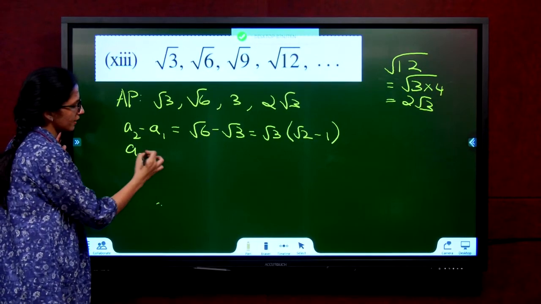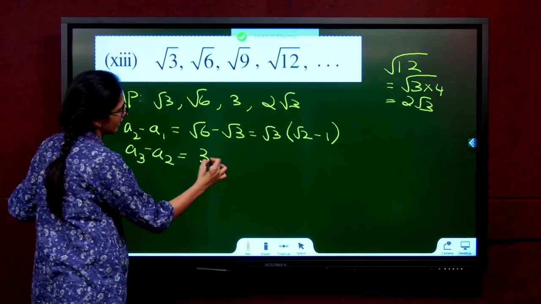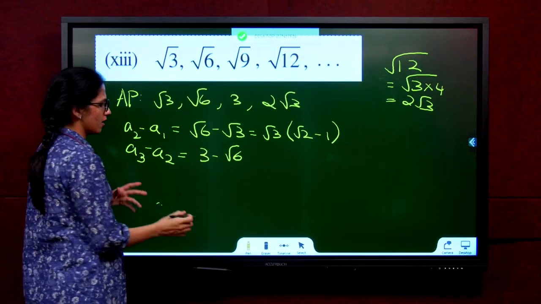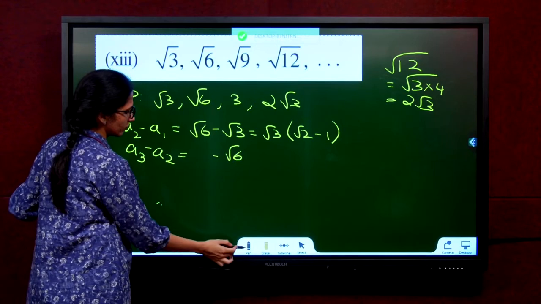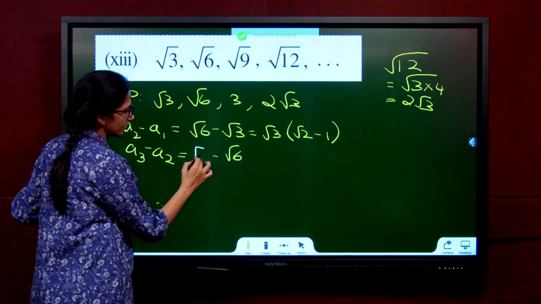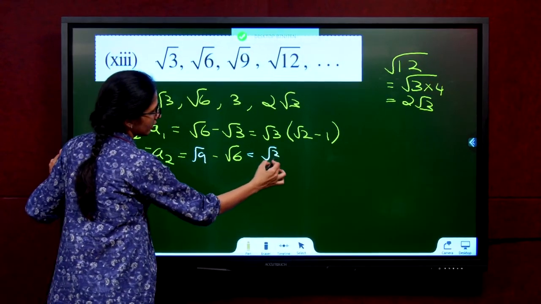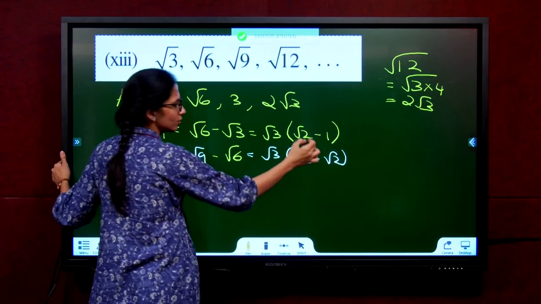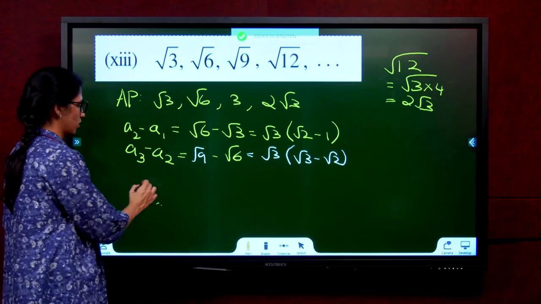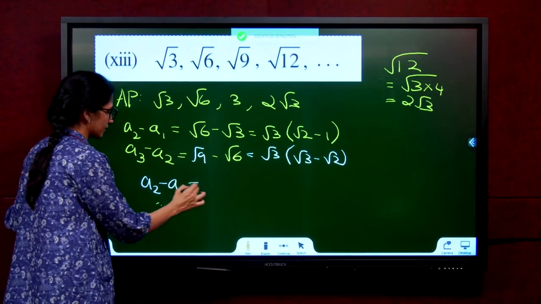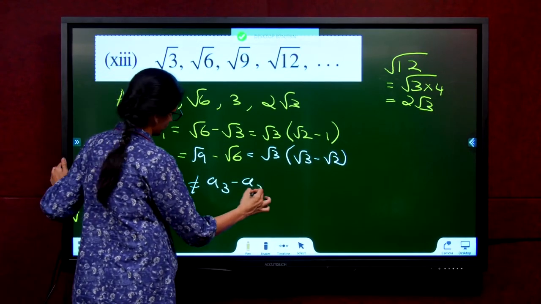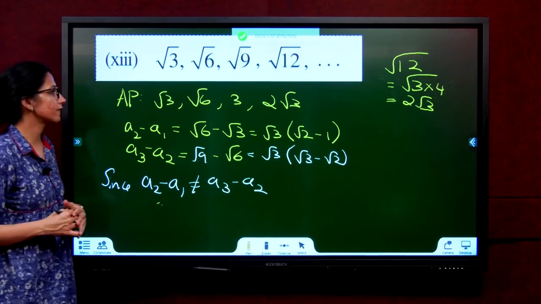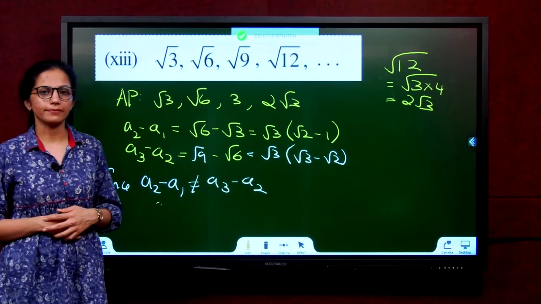Now, A3 minus A2, 3 minus root 6. If it's getting very confusing, what is this 3? It's nothing but root 9, correct? Again, you can take root 3 common. What are you left with? Root 3 minus root 2. Are these two the same? No. So A2 minus A1 is not equal to A3 minus A2. Since A2 minus A1 is not equal to A3 minus A2, the given sequence is not an AP.